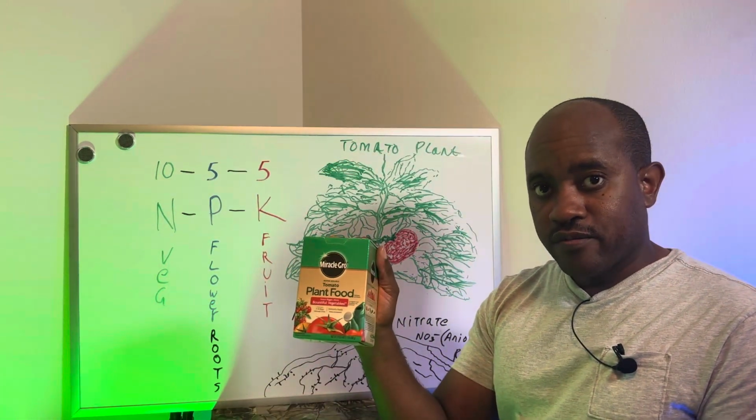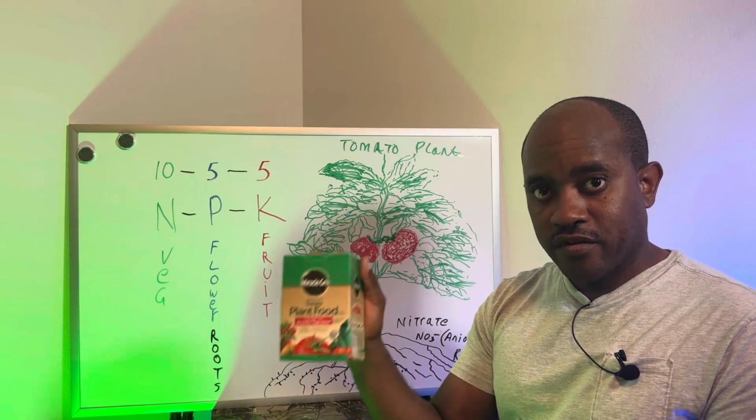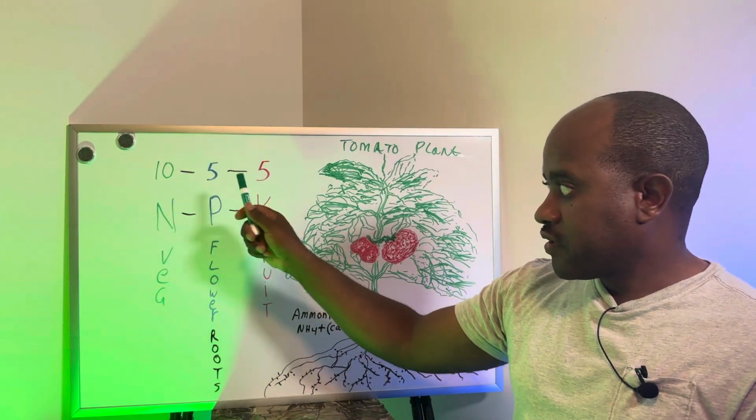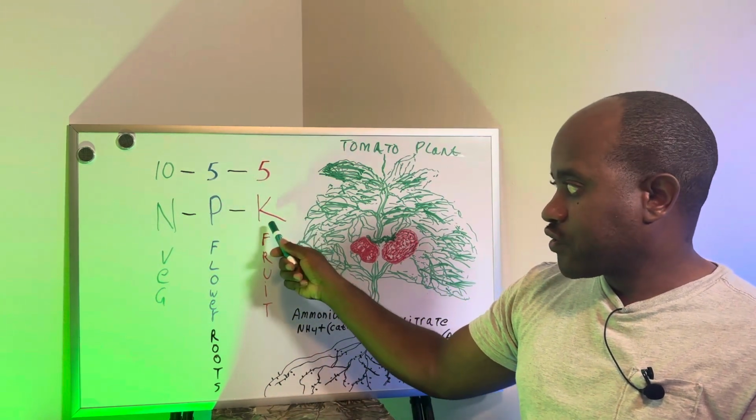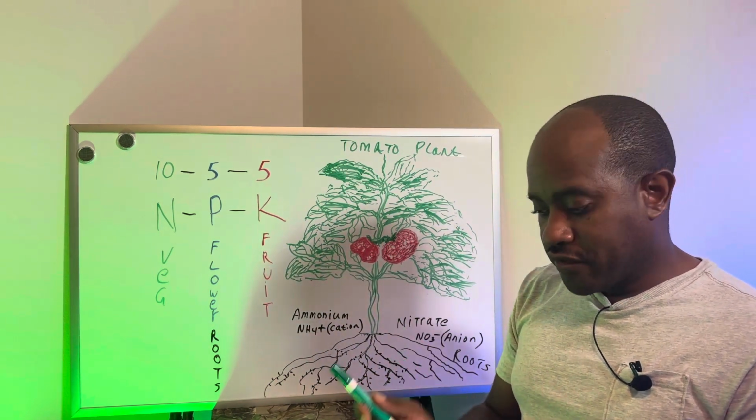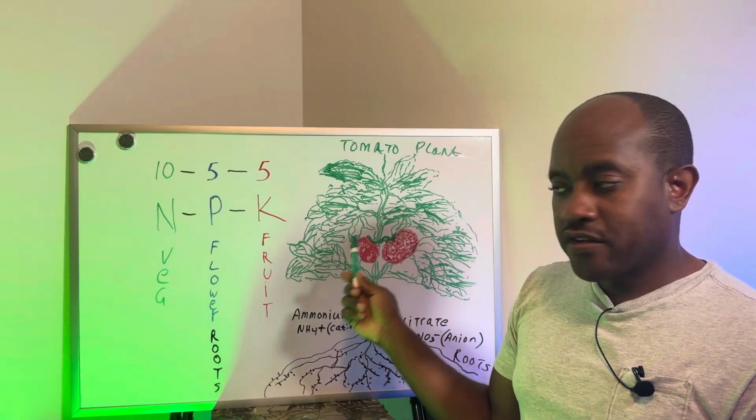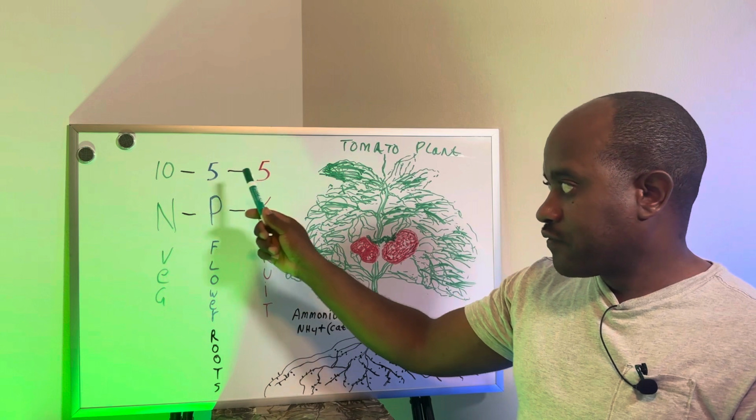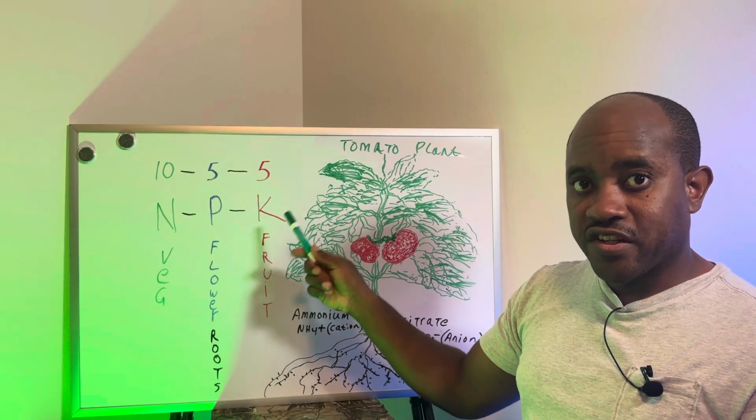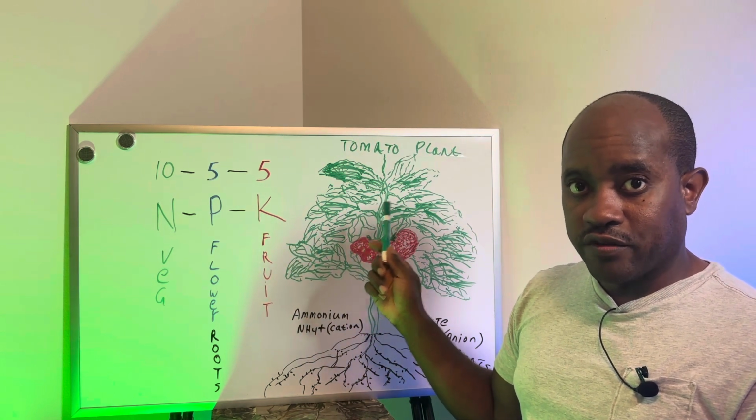This Miracle-Gro here contains 18-18-21, meaning it has 18 nitrogen, 18 phosphorus, and 21 potassium. And that is good for tomato plants because this specific Miracle-Gro is made for growing tomato plants. Your nitrogen is lower, your phosphorus is the same, but this K, your potassium, is actually higher at 21. So this encourages the plant to make good quality fruit.